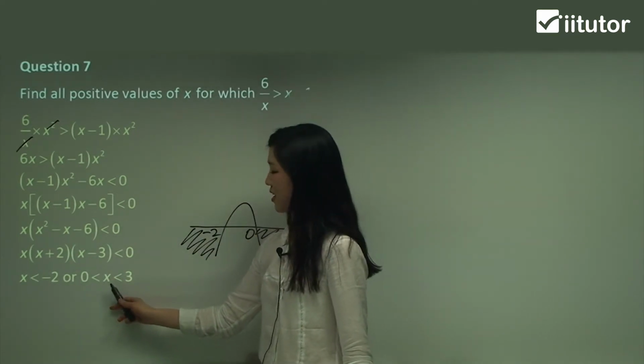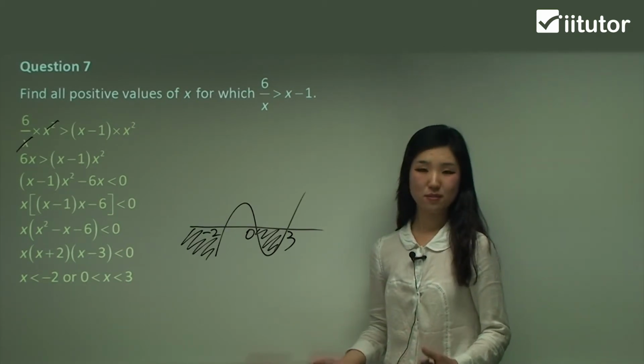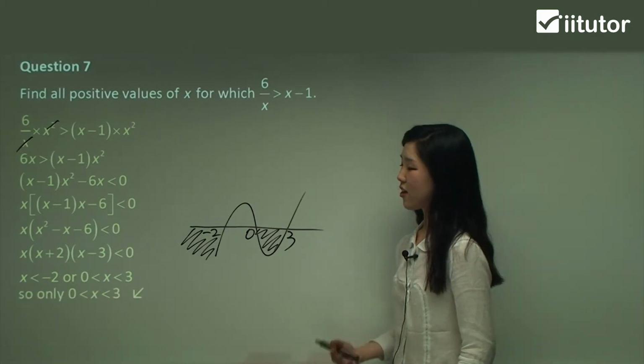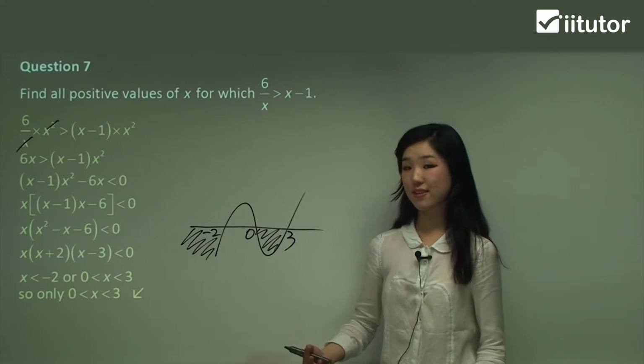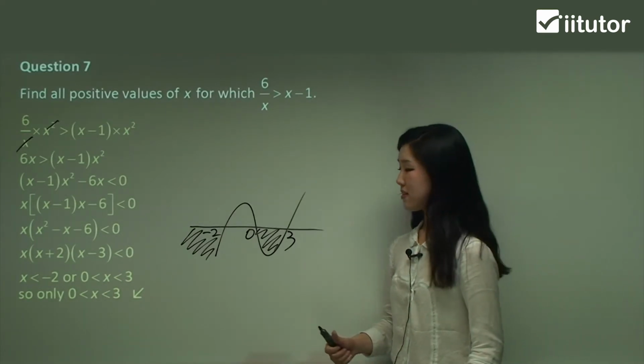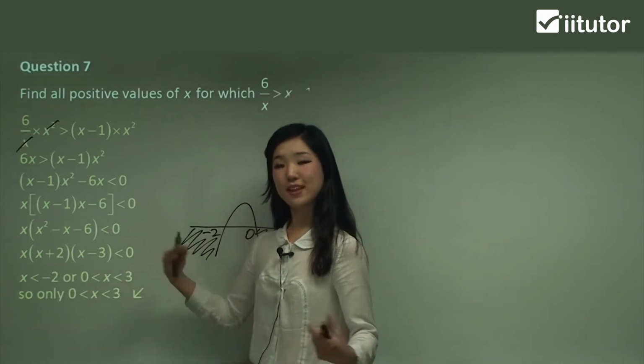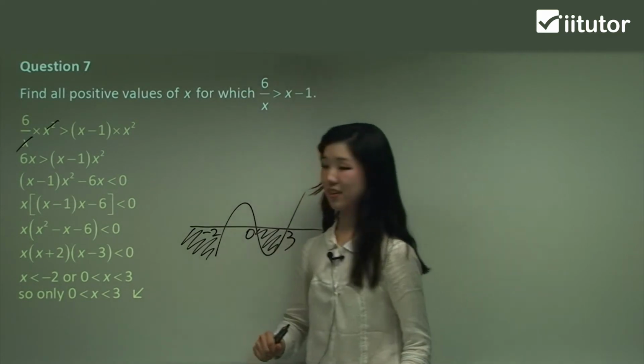Now have a look at this. X is between 0 and 3. Well, if it's between 0 and 3, it must be positive. So the only solution will be x is greater than 0 and less than 3. That's the only solution. Okay? But it's important for you to actually write this down and then show that you've eliminated it and only got to this solution.